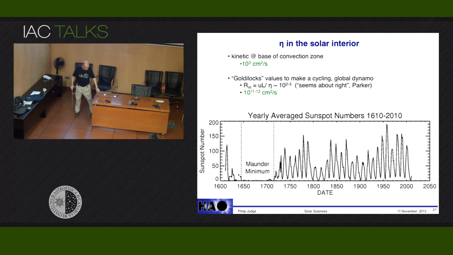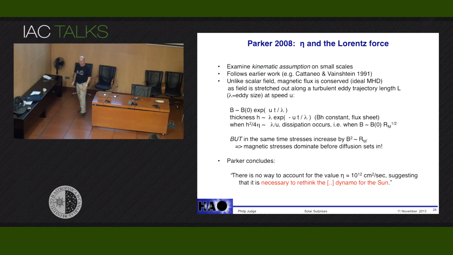And this is kind of, at least to me, somewhat worrisome. And in fact, Parker, when I thought about this, I came across this paper by Parker in 2009. That's the wrong date, but I guess he wrote it then. So what's he doing? He's examining the kinematic assumption on small scales. He was actually following some work in 2 dimensions that Cattaneo and Weinstein did in '91. And his argument goes as follows.